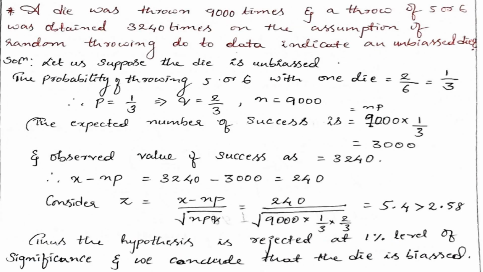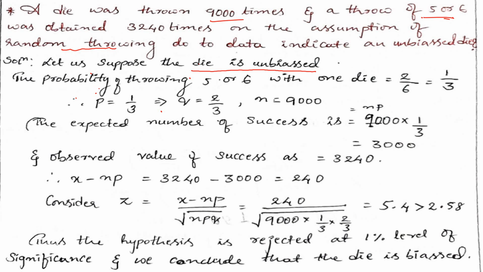Next, considering a die problem: a die was thrown 9000 times. So it is again a large sample, 9000 times, and a throw of 5 or 6 was obtained 3240 times. On the assumption of random throwing, do the data indicate an unbiased die? Now let us consider an unbiased die here. Suppose the die is unbiased.